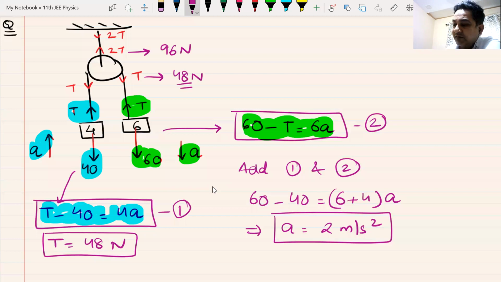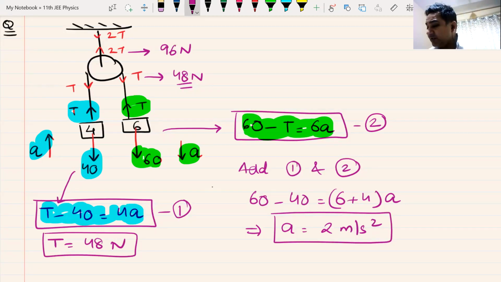Do we understand this, everyone? Can I have raised hands from everyone that we have understood the question? Atwood's machine. Simple Atwood's machine. The question was based on a simple Atwood's machine. Do we understand this? Okay.